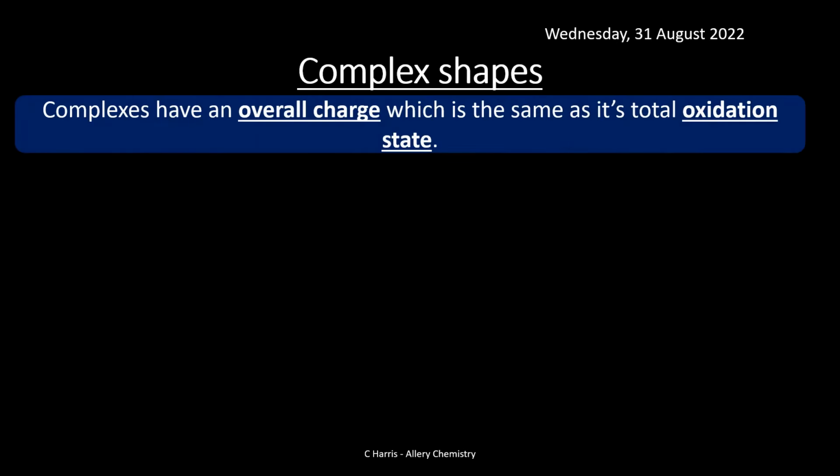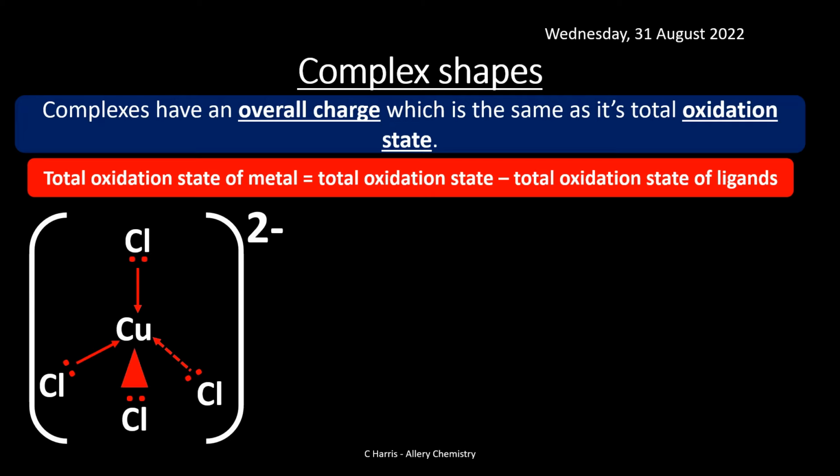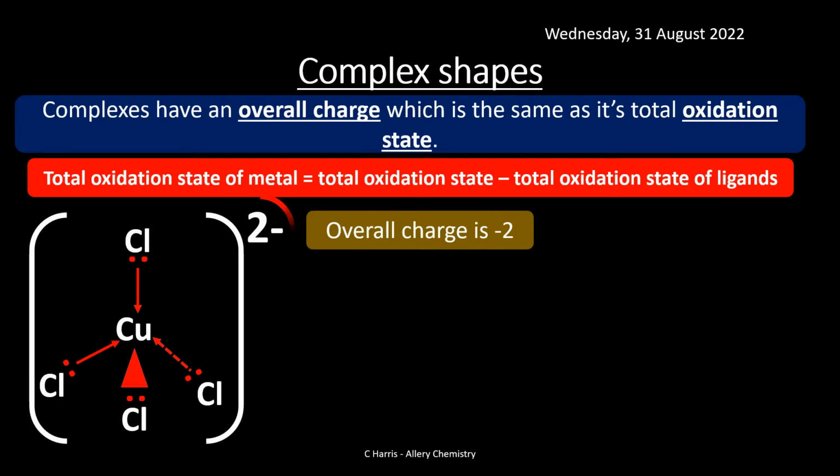Okay, so as you've seen before, another feature of complexes is they have an overall charge. And this is basically the same as its total oxidation state. So the total oxidation state of the metal equals the total oxidation state of the whole complex minus the total oxidation state of the ligands as well. So let's look at this example here. We've got copper with 4 chlorine ligands or chloride ligands around it. Overall charge of -2. Okay, so that's the total charge of the whole complex.